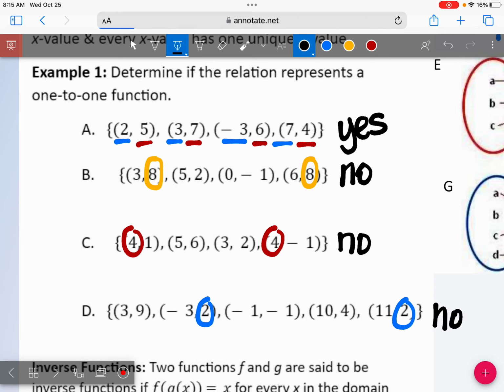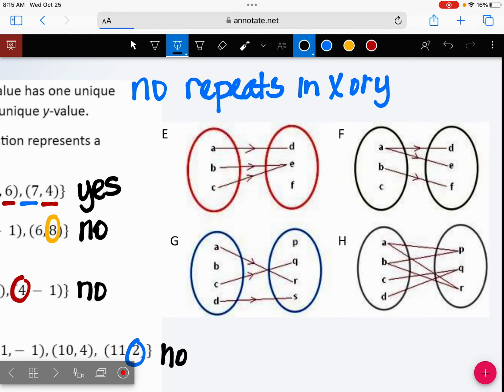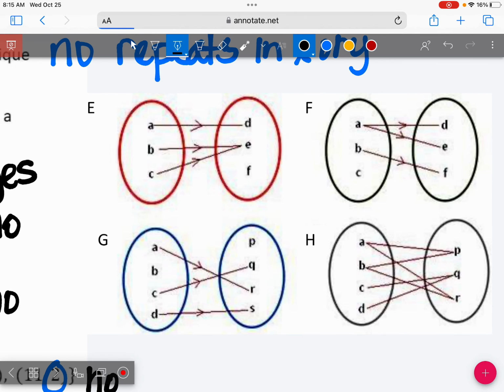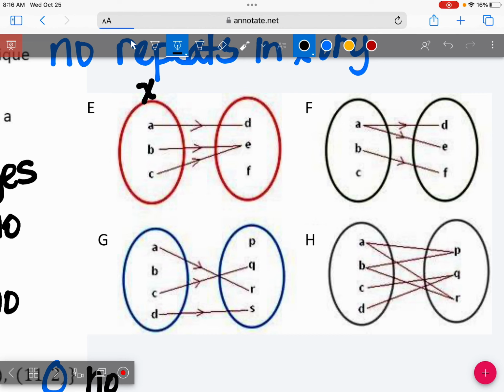Okay, so the beginning of homework 19 is just looking at relations and maps and graphs and telling me if it's one-to-one. Just a yes or no question. All right, so let's look at these 4. These are what we call maps. In a map, you put all of your X values in the first oval, all of your Y values in the second oval, and you draw a line to the coordinate.